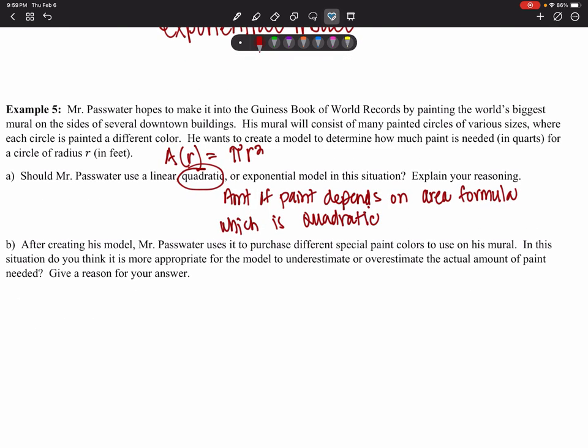Okay, after creating his model, Mr. Passwater uses it to purchase different special paint colors to use on his mural. In this situation, do you think it is more appropriate for the model to underestimate or overestimate the actual amount of paint needed? Give a reason why. So what I'd like you to do is press pause, and I want you to think about whether it would be more appropriate to underestimate or overestimate the actual amount of paint needed. When you're done thinking, and you've got an answer even potentially jotted down on your paper, go ahead and press play.